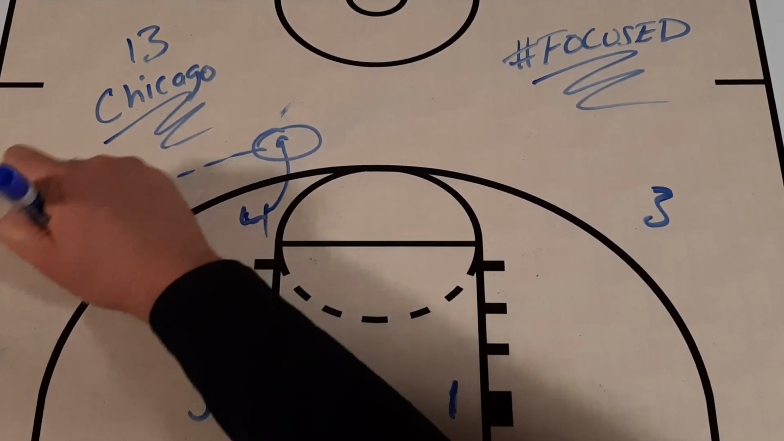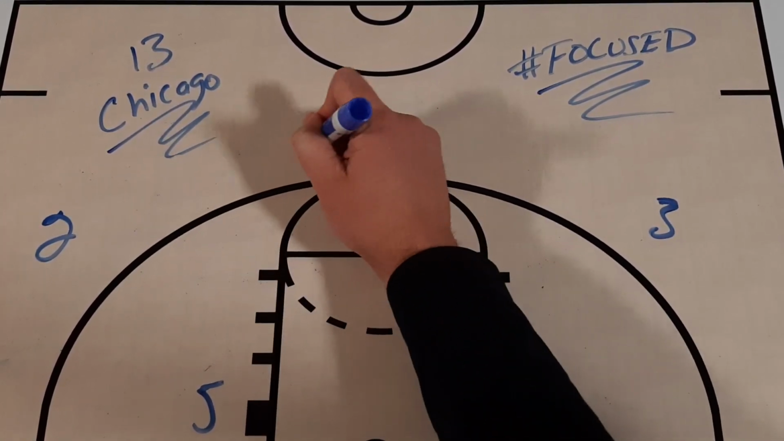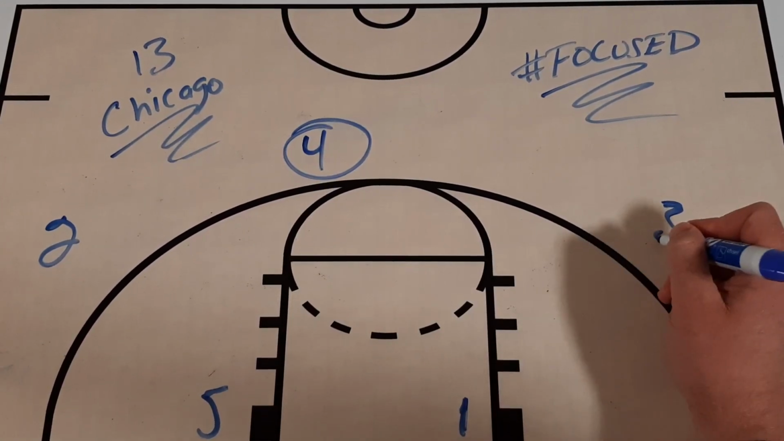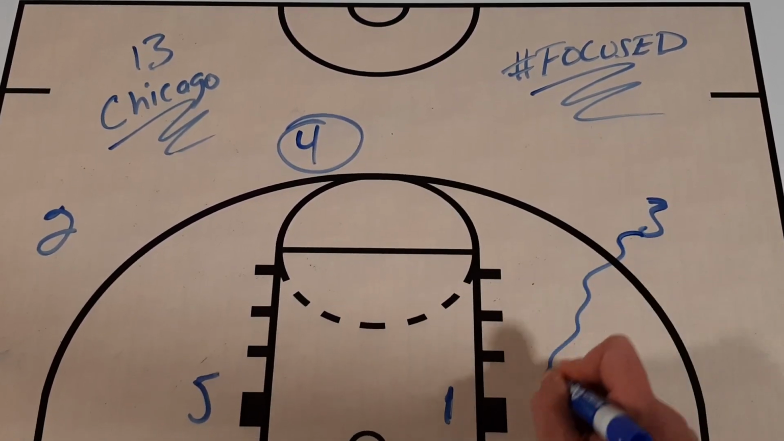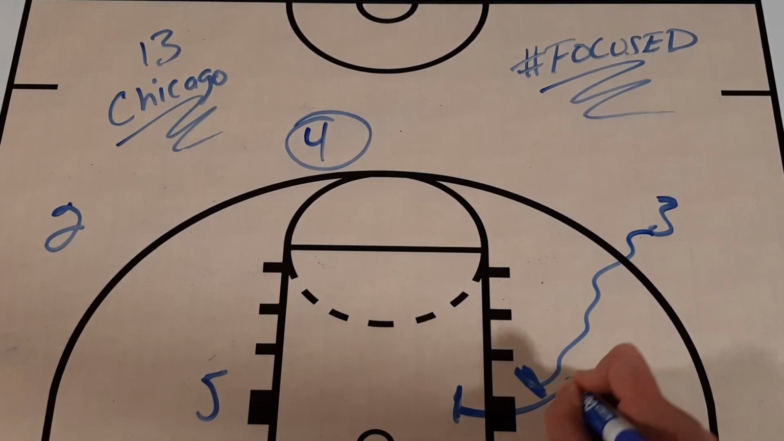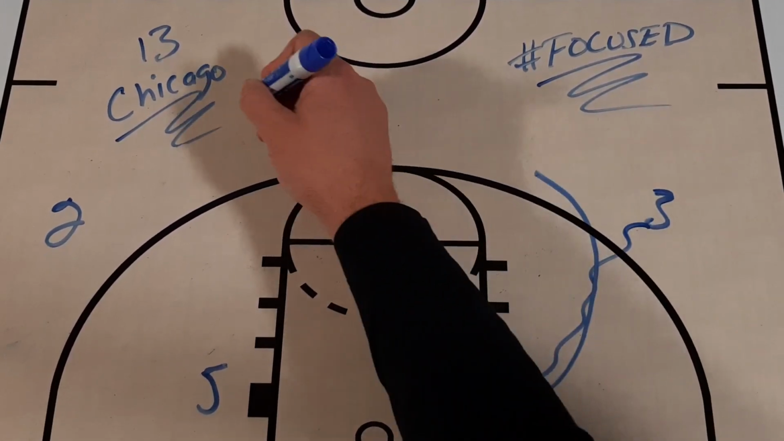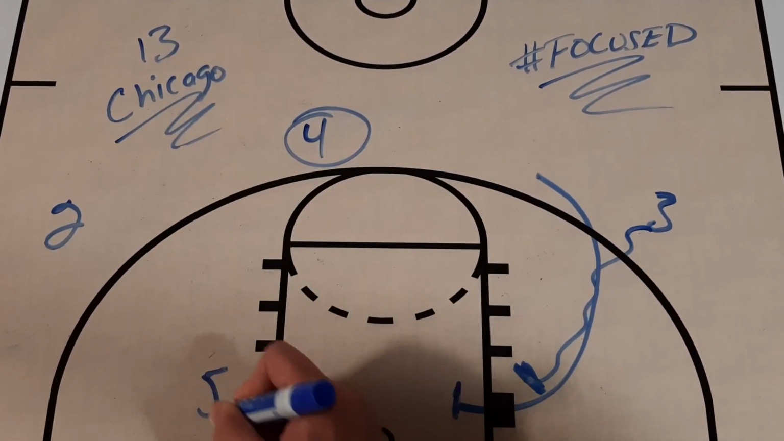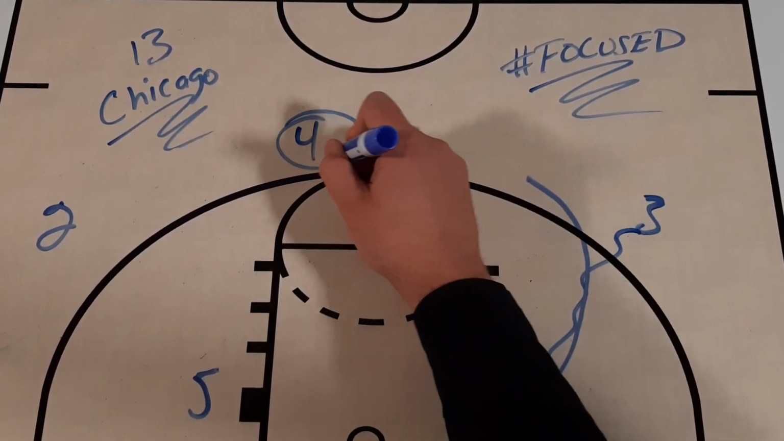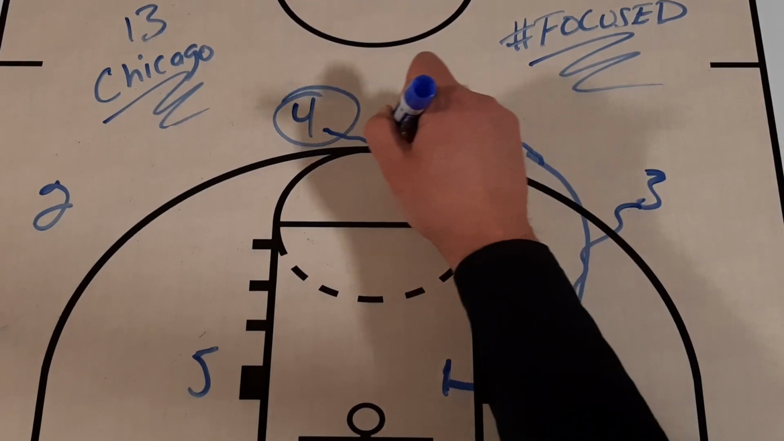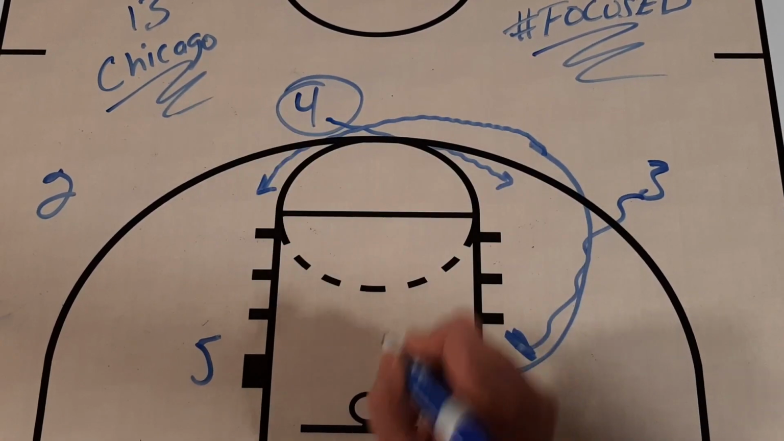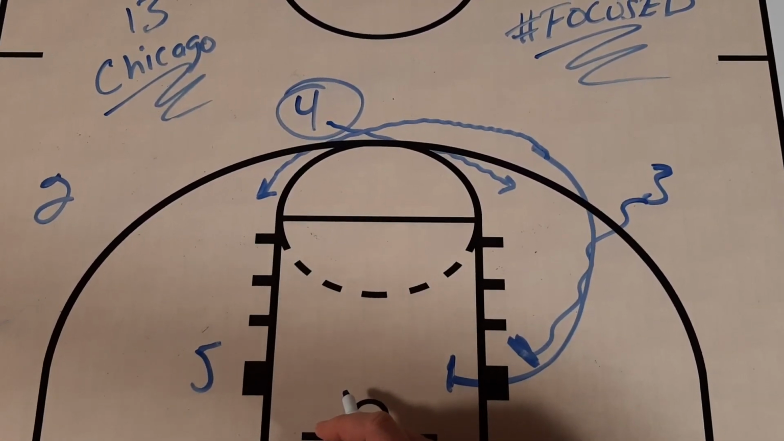So our 2 player, again, has passed up top to our 4 who has the basketball. 3, instead of getting a screen and coming to the top, is going to screen down for the 1 who's going to come off their pin down. So our 1 player is going to come off a UCLA screen, a pin down, and now they're going to get a dribble handoff from our 4 player, and they're going to attack downhill.